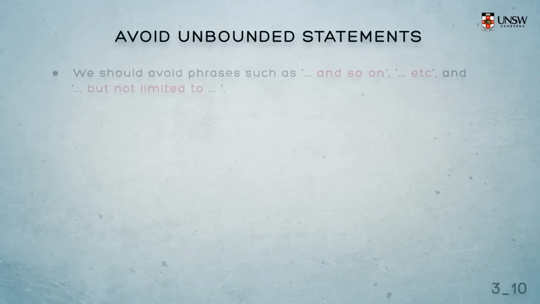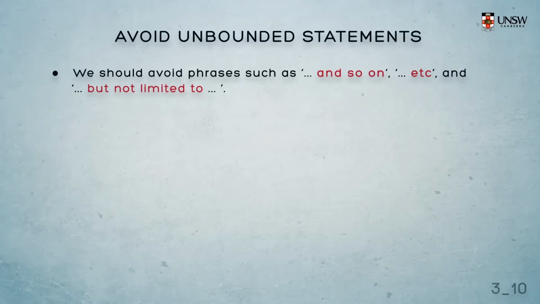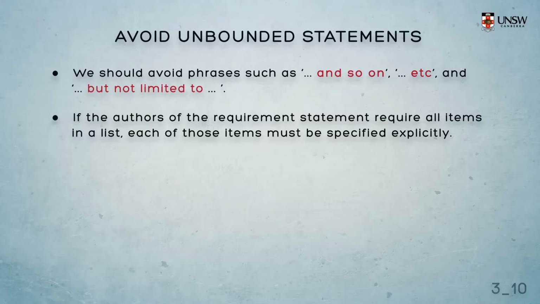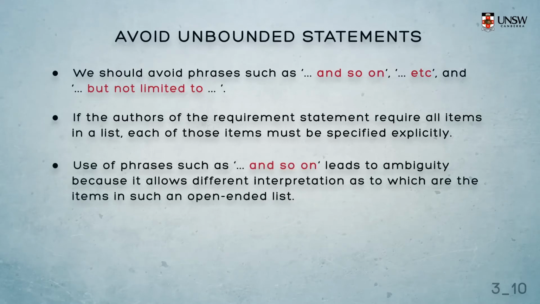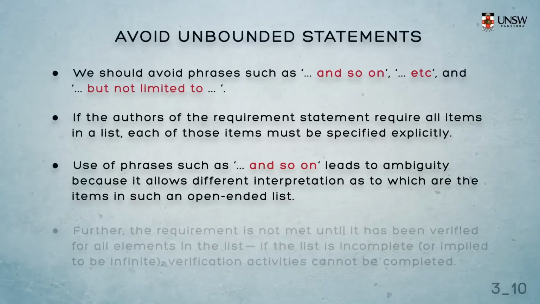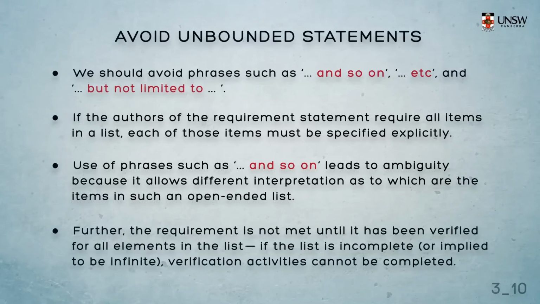Further ambiguity is introduced by the use of phrases such as "and so on," "etc.," "but not limited to." As we saw before, if the authors of the requirement statement require all items in a list, each of those items must be specified explicitly. Use of phrases such as "and so on" leads to ambiguity because it allows different interpretations as to which of the items is in such an open-ended list. Further, the requirement is not met until it has been verified for all elements in the list. If the list is incomplete or implied to be infinite, verification activities cannot be completed.